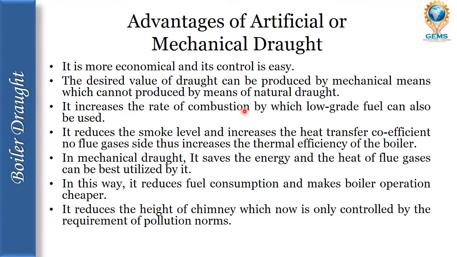It increases the rate of combustion, by which low-grade fuel can also be used. It reduces the smoke level and increases the heat transfer coefficient on the flue gas side, thus increasing the thermal efficiency of the boiler. In mechanical draft, it saves energy and the heat of the flue gases can be best utilized. In this way, it reduces fuel consumption and makes boiler operation cheaper. It reduces the height of the chimney, which is now only controlled by the requirement of pollution norms.